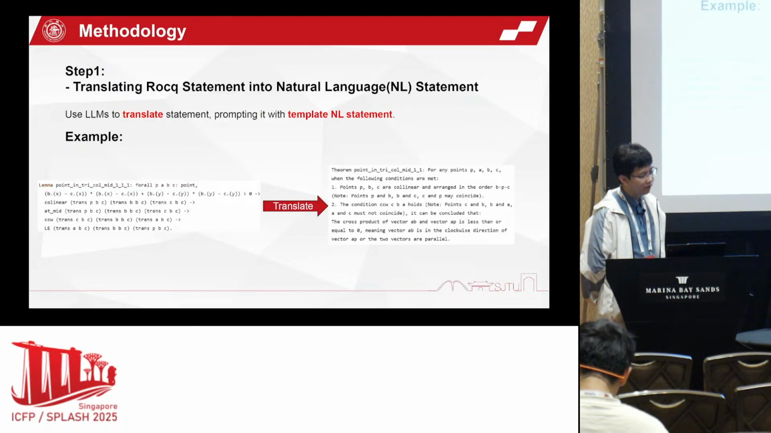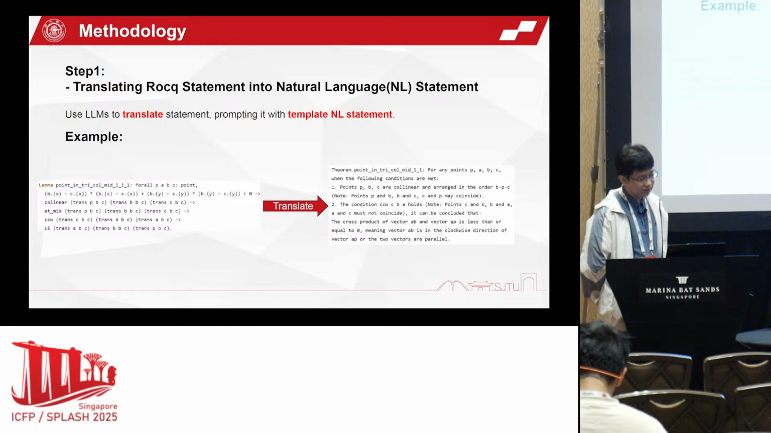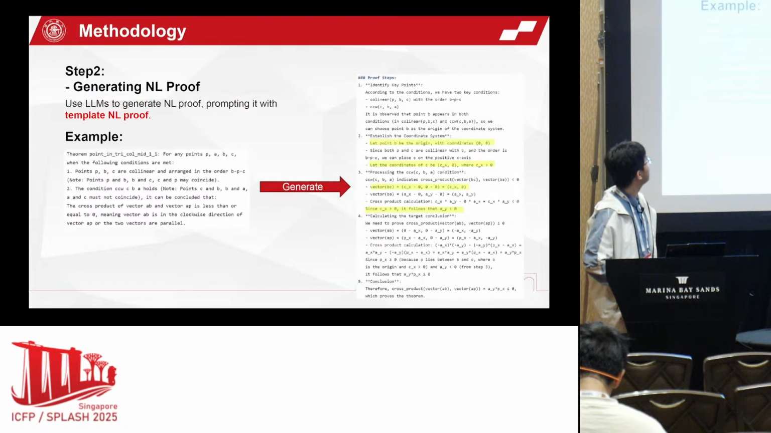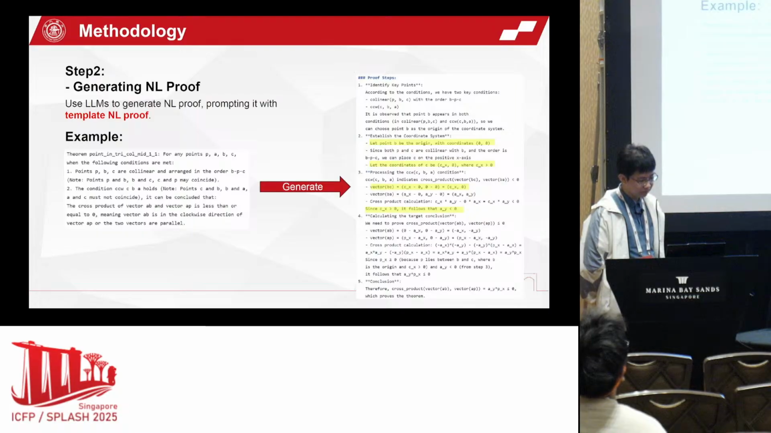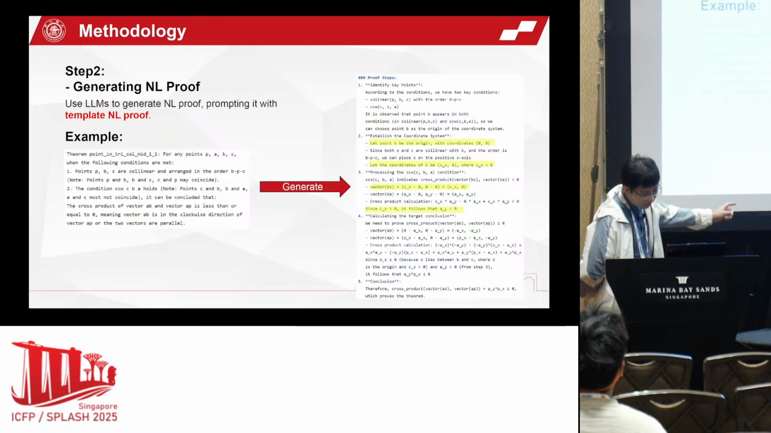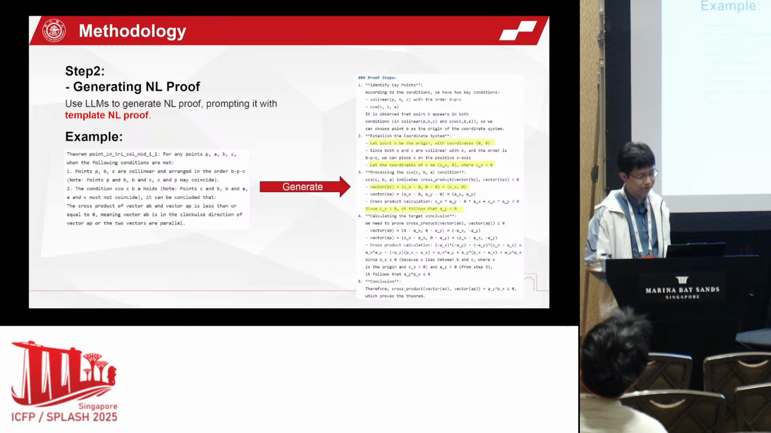In step 1, we let LLMs translate ROC statements into natural language statements. Here is an example. You can see the ROC statement translates into the natural one. In step 2, we generate the natural language proof by using the natural language statement. And in the natural language statements, you can see that the point B, the origin, has coordinates 0, 0, and it can greatly reduce the difficulty in our proof.